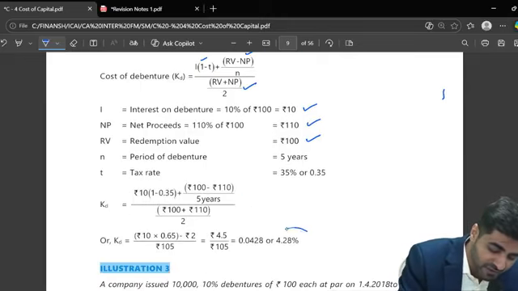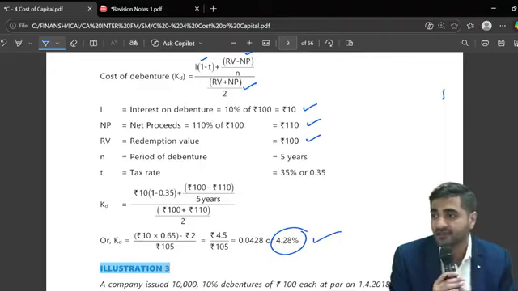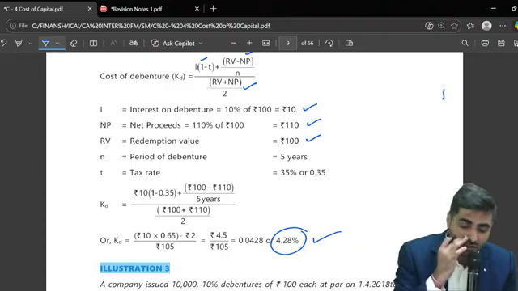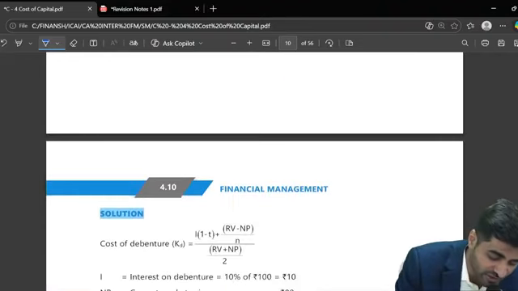I just have to substitute this. I'll be getting the value which is 4.2%. Absolutely clear, guys? Okay, super. Have you understood this? This is your illustration 2. Let's talk about your illustration 3.